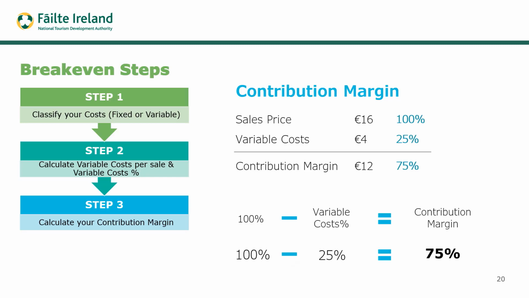So for every €1 of sales made, there are 75 cents left over to cover fixed costs and profit. In business, the higher the contribution margin percentage, the better, because this means you have a better chance of making a profit and you have more money or resources to invest in your business in areas such as business growth, in areas such as marketing, to help you grow your sales and your market share.